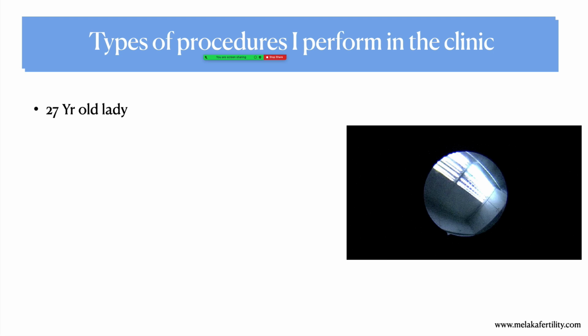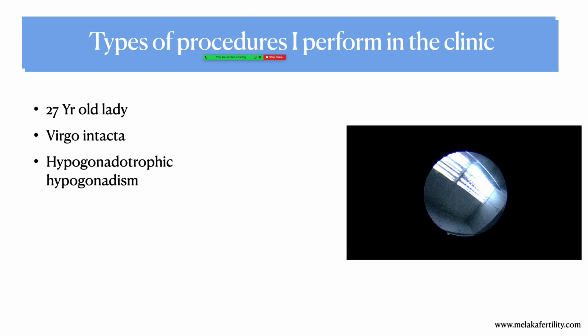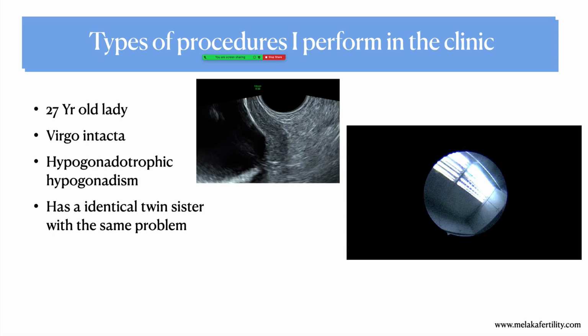Now this is an interesting case. A 27-year-old lady, virgo intacta. She had hypogonadotrophic hypogonadism. She never had a period for the last 27 years. She had an identical twin sister with the same problem, monozygotic twins. I did a transrectal ultrasound, and you can see the uterus was so small. It's a very small uterus.